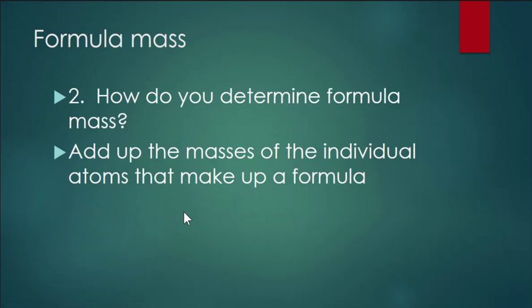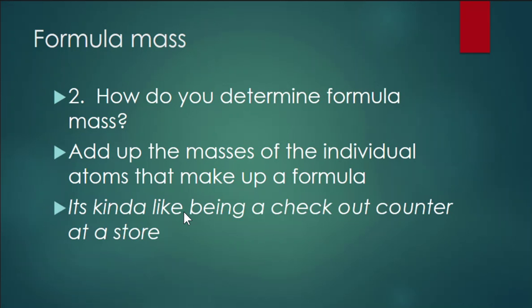So, how do you determine formula mass? You add up the masses of the individual atoms that make up the formula. It's kind of like going to the checkout counter at a store. When you go to a checkout counter, there are some things, especially fruit, that do not have a SKU, a barcode. Okay? So the checkout person has to usually look on a sheet of paper. The sheet of paper will have some kind of code for bananas or apples or something. And then they put in that code, and the computer knows how much it costs per weight.